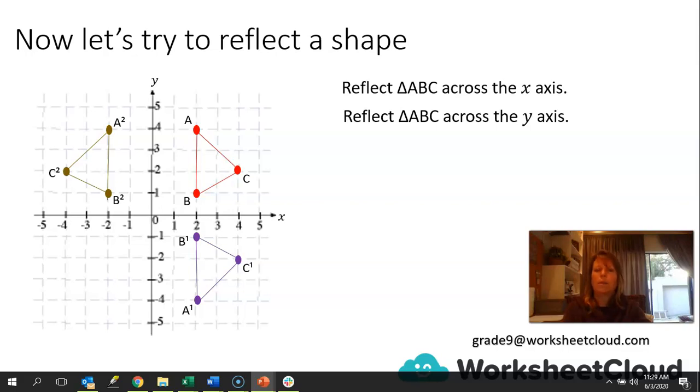I hope it does. But can you see, basically, this is probably easier than the translation because the rule is not being worked out. The rule is actually given to you. If you go across the x-axis, the x value stays the same. The y value, the sign in front of it changes. So if it was a negative, it becomes a positive. If it was a positive, it becomes a negative. That is with reflecting across the x-axis. If you reflect across the y-axis, once again, our y value will stay the same, but the x value, the sign in front of it, will change.